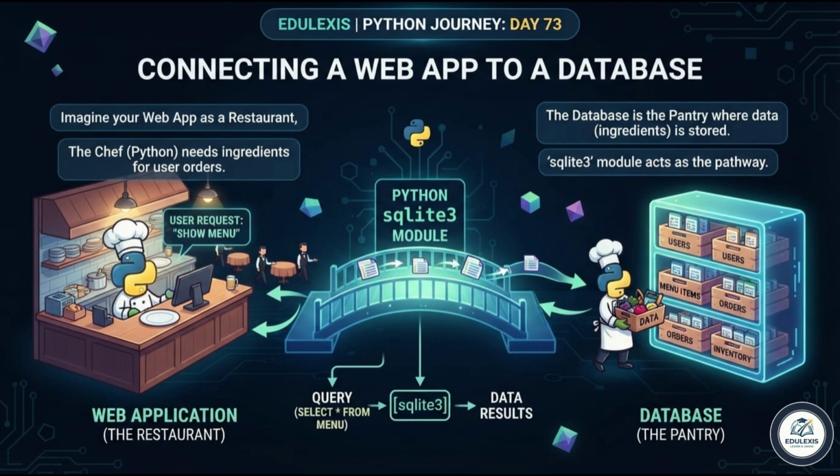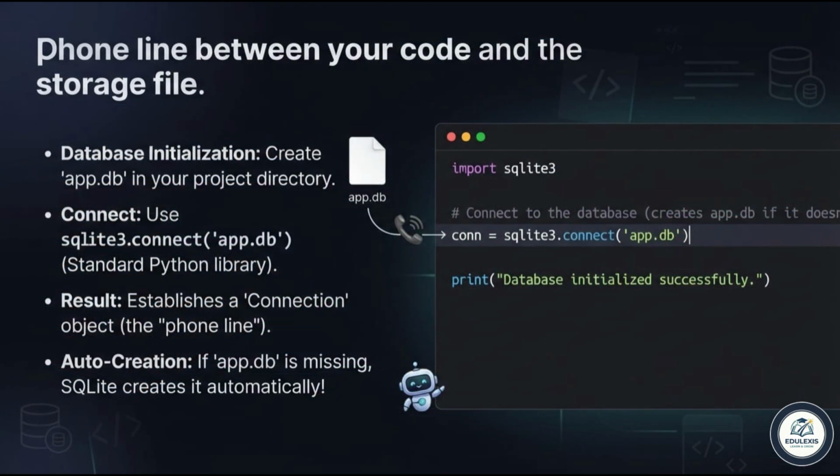We'll use SQLite for its simplicity and Python's built-in sqlite3 module. By the end, you'll understand how to bridge your back-end logic with persistent storage. Let's start by initializing our database. In your project directory, create a new file called app.db. We use the sqlite3 library, which comes pre-installed with Python.